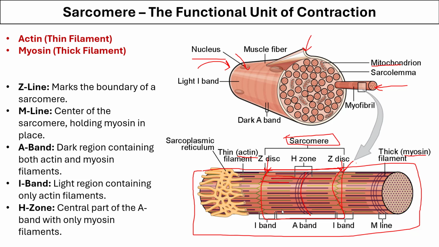Now, if you look at the arrangement of thin and thick filaments, you will see a banding pattern. The zone where you see most of the thick band is the A band. The region where you don't see the thick band but you only have thin band is the I band. And the region where you only have thick band and no overlapping thin bands is the H zone.